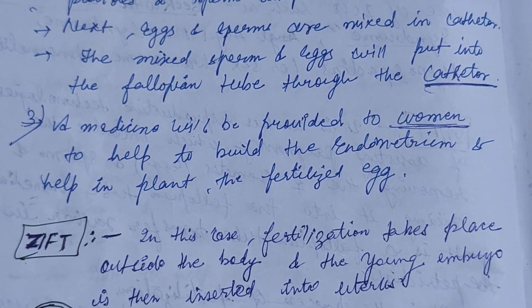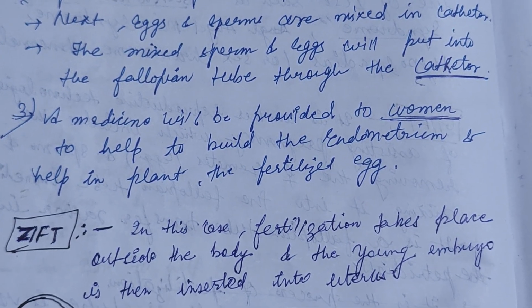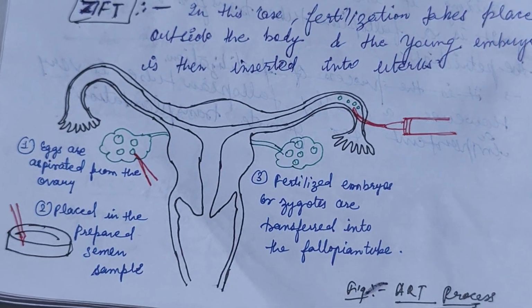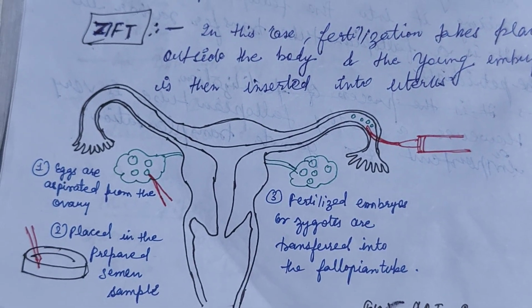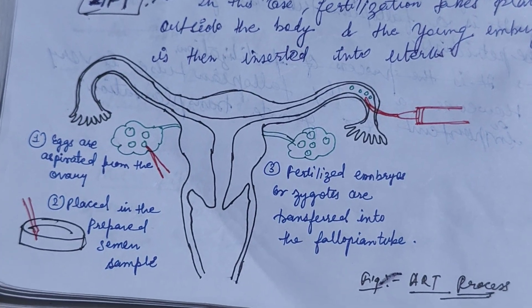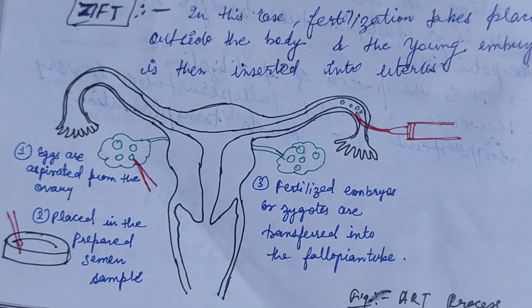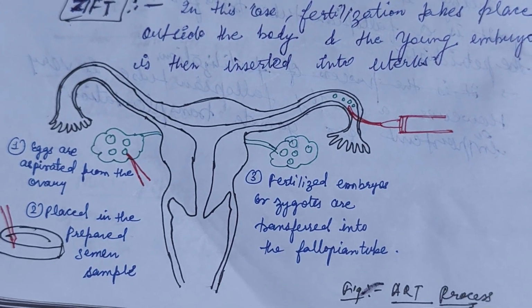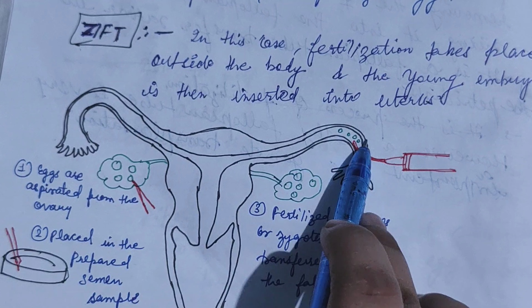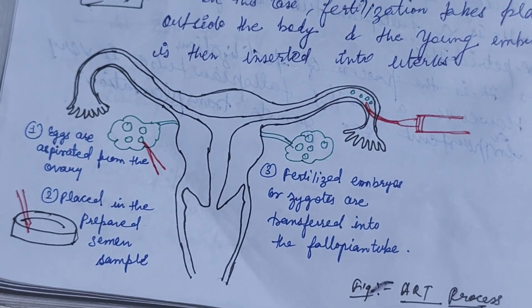Next is ZIFT, and it is a case of IVF, that is in vitro fertilization, which takes place outside the body, and the young embryo is inserted into the uterus. This is a figure of the ART process. Firstly, the eggs are aspirated from the ovary, then they are placed in the prepared semen sample, and the third step is that the fertilized embryos or zygotes are transferred into the fallopian tube. This is a figure of the uterus. It is the ovary, this is a fallopian tube, and this is the cervix of the female.